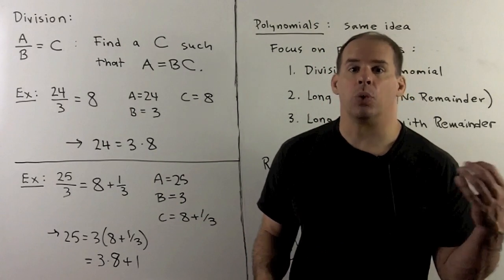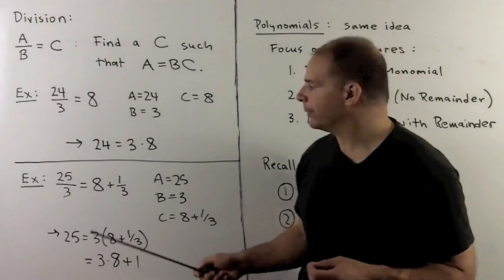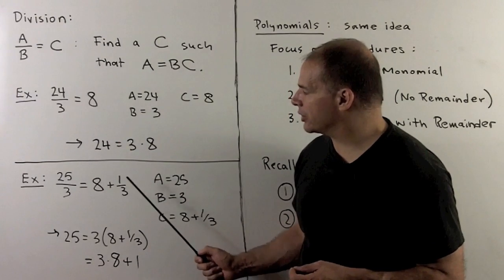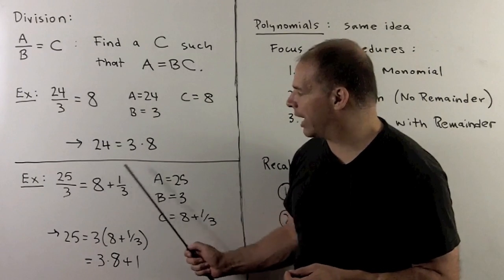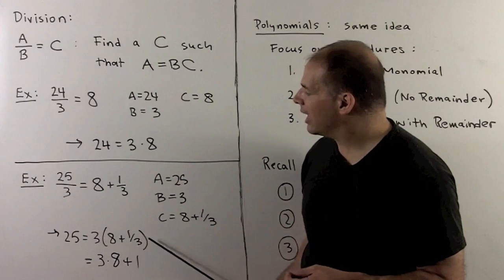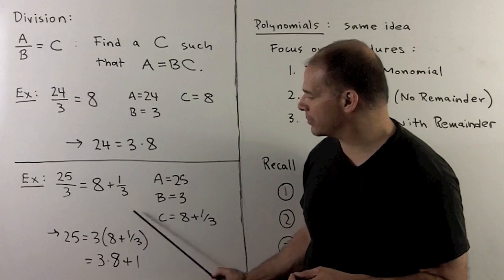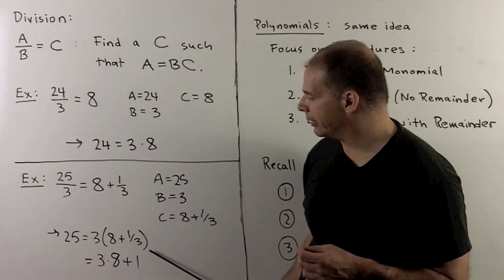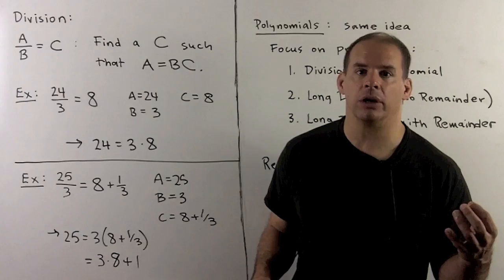If we took 25 divided by 3, this will be a little different because it doesn't divide evenly. Our C in this case is going to be 8 plus 1/3. Here I'm trying to find the number times 3 that gives me 25, so it's going to be 8 plus 1/3. If I check, I take 3 times 8 plus 1/3, and I expect to get 25 back. So I'll get 3 times 8 plus 3 times 1/3, distributing. It's going to be 3 times 8, which is 24, plus 1. And that 1, because we're not dividing evenly, is what we call the remainder.